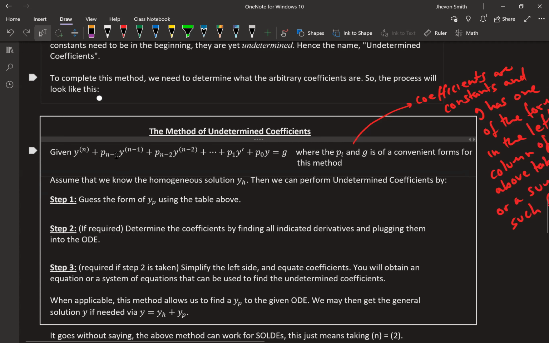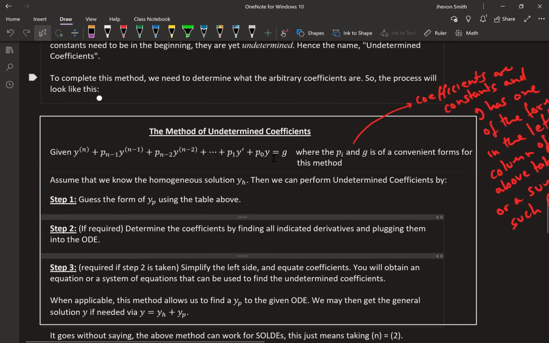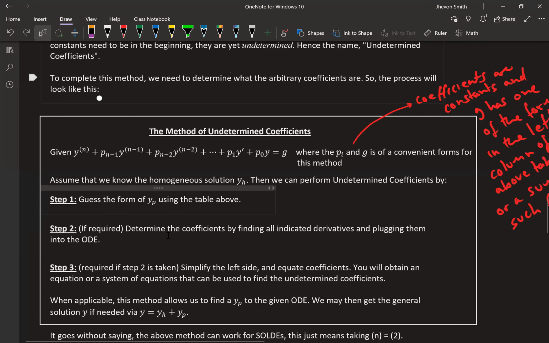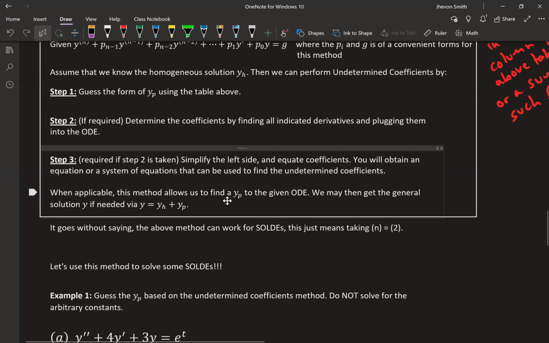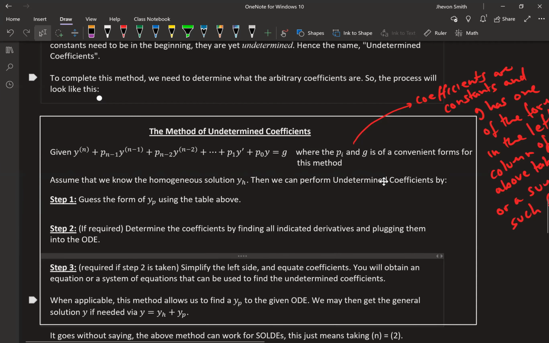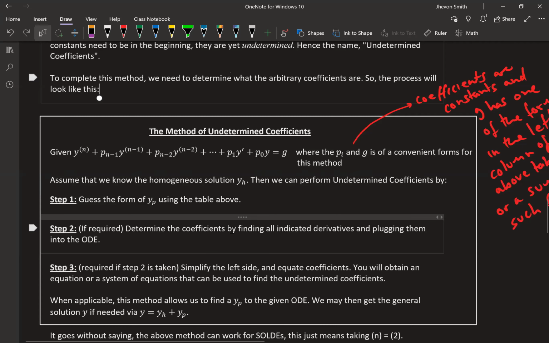What you're going to realize then, after you simplify the left side, is that you'll be able to match up functions on the right and the left. You'll be able to equate coefficients. And then you can set up a system of equations to solve for the coefficients. So that is the general method. And of course, it goes without saying that I said it here more generally, and this is going to save us a lot of time when we get to chapter 4.